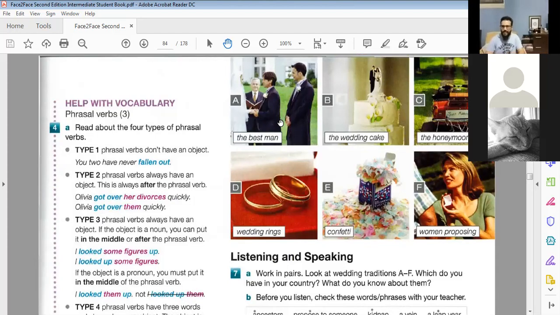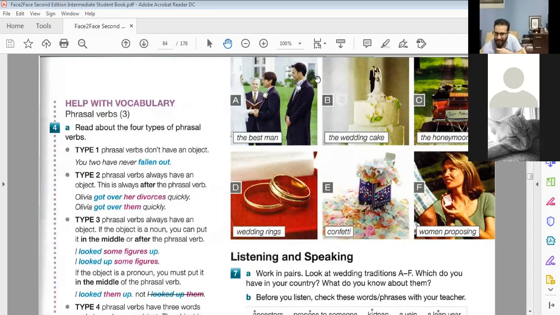The best man in ancient Western European ancestors, the groom should kidnap the bride. And he has to take his best friend with him, just in case her family tries to prevent the groom from taking the bride to protect her. So he helps with the kidnapping. Kidnapping assistant.